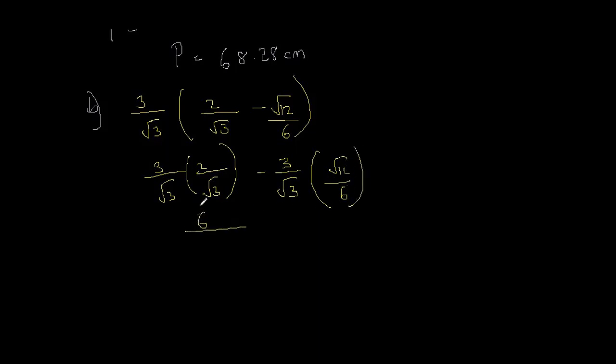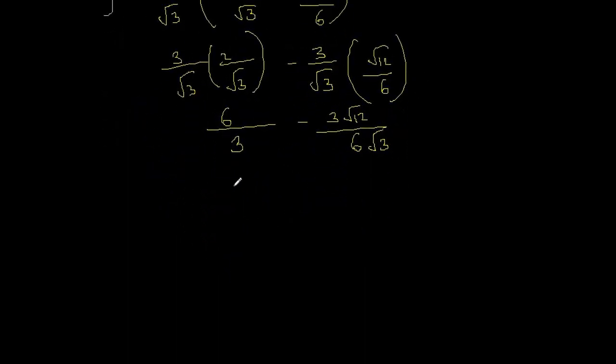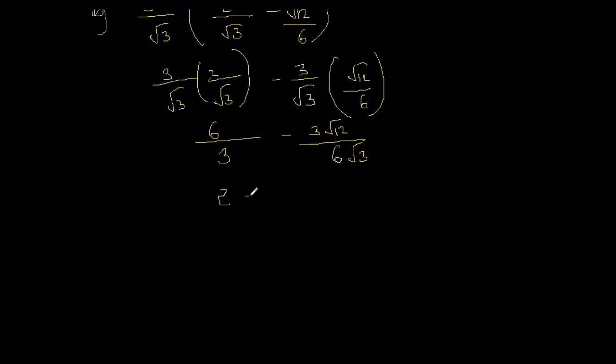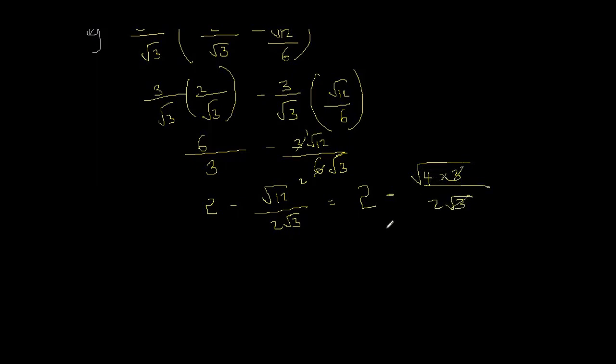When you multiply square roots, it gives you the number inside. It's under the topic surds. So I have 3 root 12 over 6 root 3. So 6 over 3 will give me 2, minus 3 over 6 gives 1 over 2. I have root 12 over 2 root 3. So this becomes 2 minus root 12, which can be broken down to be 4 times 3, over 2 root 3.